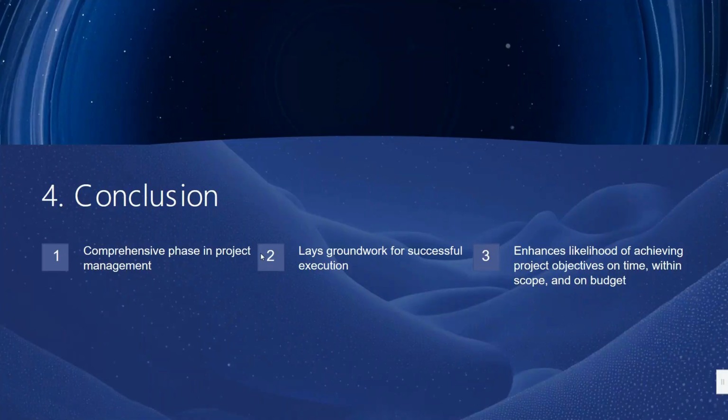Next, we have the conclusion. Here you can see the conclusion: comprehensive phase in project management. Let me add something more here. The project planning phase is the most comprehensive phase in project management. It lays the groundwork for successful execution by defining the scope, scheduling, resource needs, budget, risks, quality, procurement, and stakeholder engagement strategies. A well documented and robust project plan significantly enhances the likelihood of achieving the project's objectives on time, within scope, and on budget.